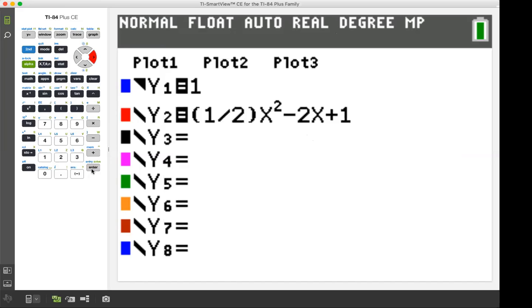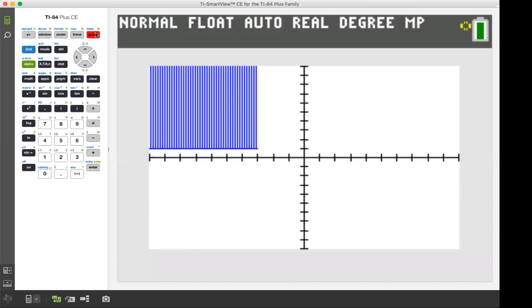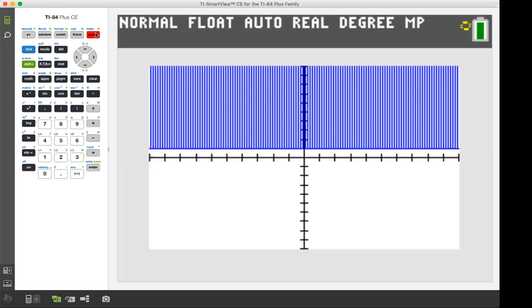So anytime you're given a number and it's greater than that number or less than that number, you're going to be shading with that horizontal line. So I'm shading either above the horizontal line or below that horizontal line, not the parabola part, just the horizontal line. So when you hit graph, there's my horizontal line shaded above, there's my parabola.